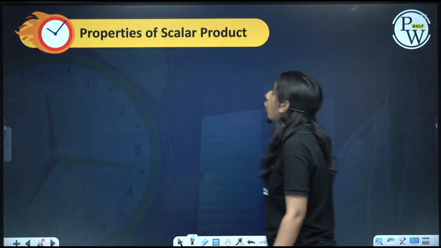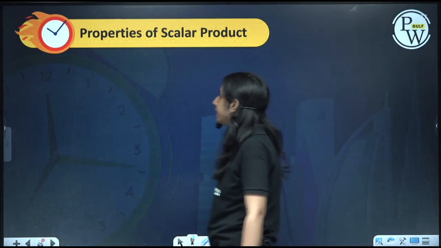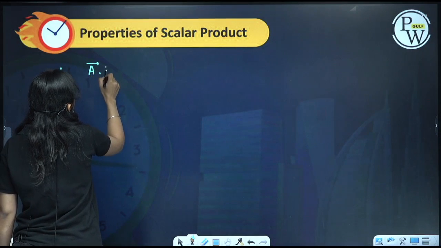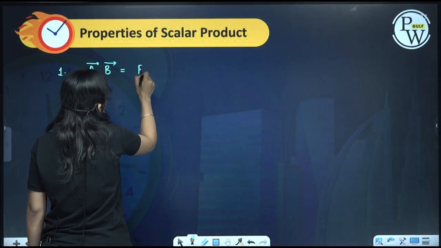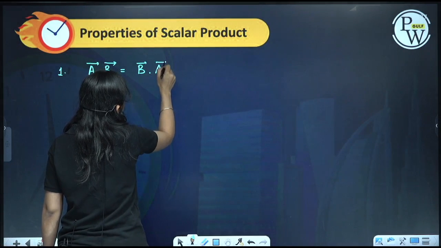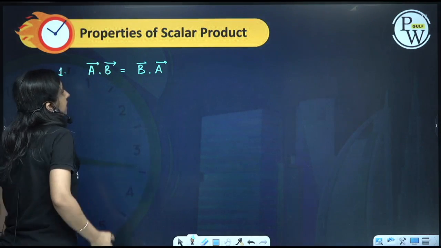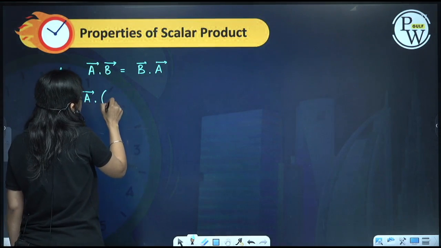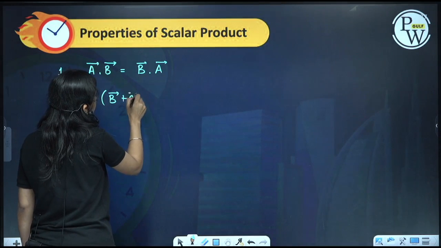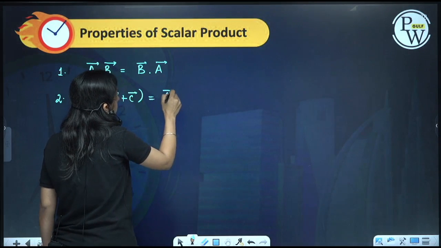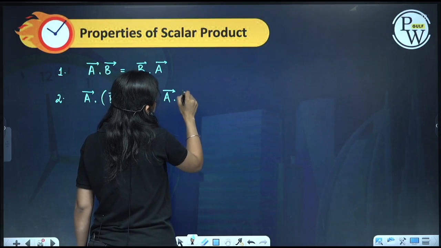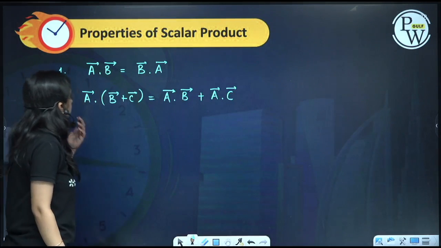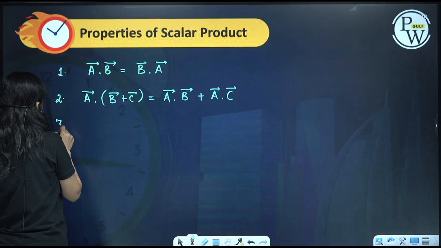Now let's study the properties of scalar product. What are the properties of scalar product? First, scalar product is commutative. A dot B is equal to B dot A. Next property, scalar product is distributive. A dot (B plus C) will be equal to A dot B plus A dot C.